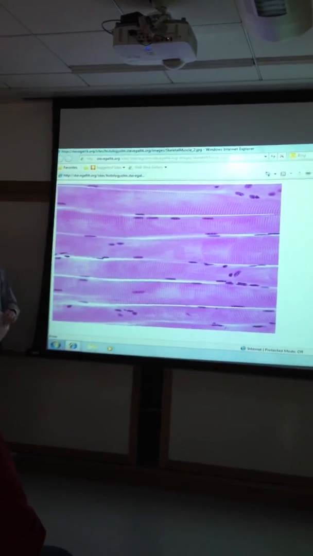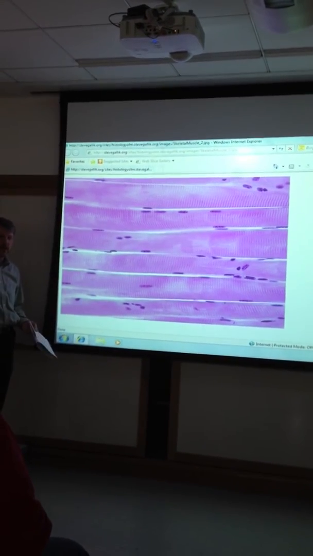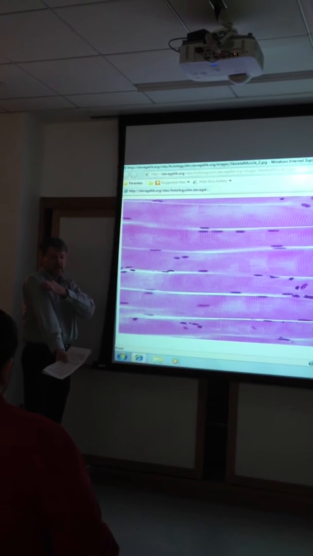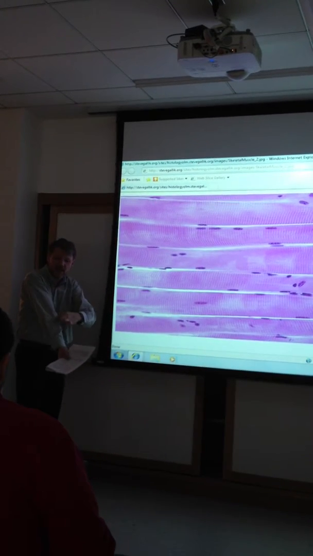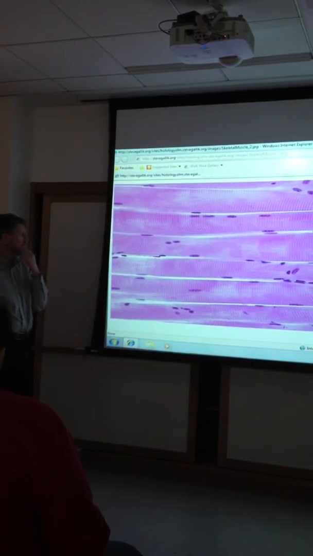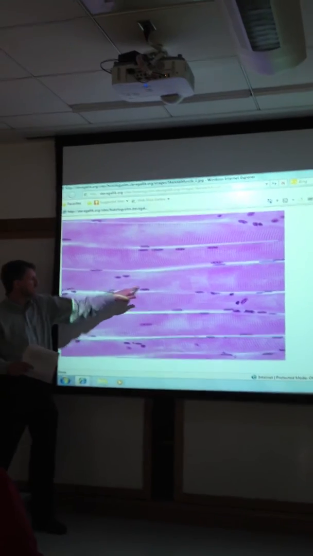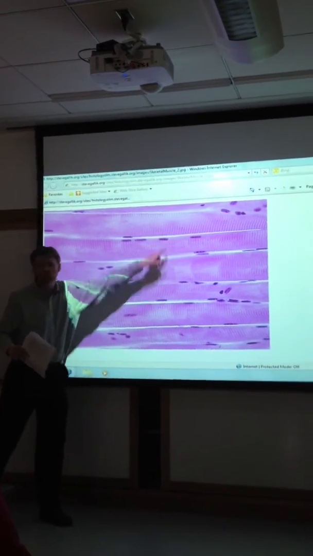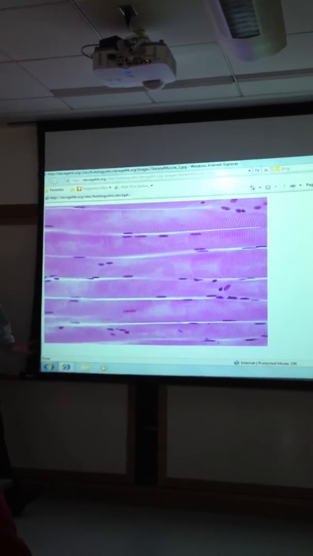If you're talking about, say, your biceps, a single cell is going to span the entire length of that muscle. So they're very, very long cells. Notice also that each one of these cells has several of these little purple things. What are the little purple things? Nuclei.